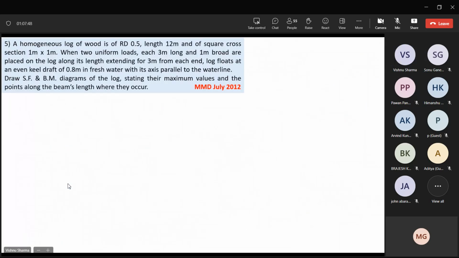Okay. Read this. A homogeneous log of wood of RD 0.5, 12 meters in length and square cross section, 1 meter square cross section. Two uniform loads, 3 meters long and 1 meter broad, are placed on the log along its length, extending from 3 meters from each end. The log then floats at even keel draft of 0.8 in fresh water with its axis parallel to the water line. Draw the SFBM diagram of the log, stating their maximum value and the points along the beam where they occur.